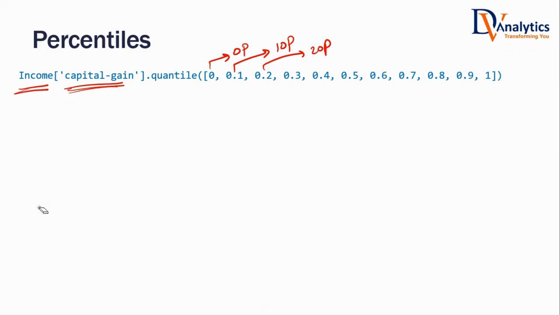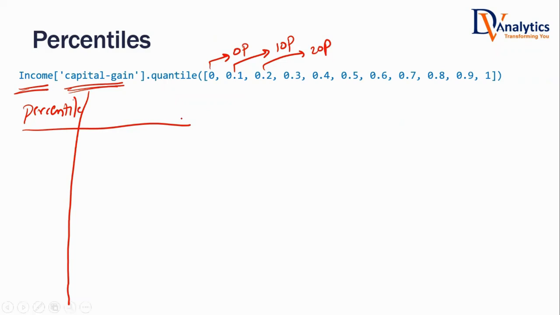So basically the output will have two columns. What is the first column? First column is the percentile column. Whichever percentile that you mention, that will be given to you. The second column is the variable value. What is the variable here? Capital gain value. 50, 60, 70. One means 100 percentile, which is the maximum value.